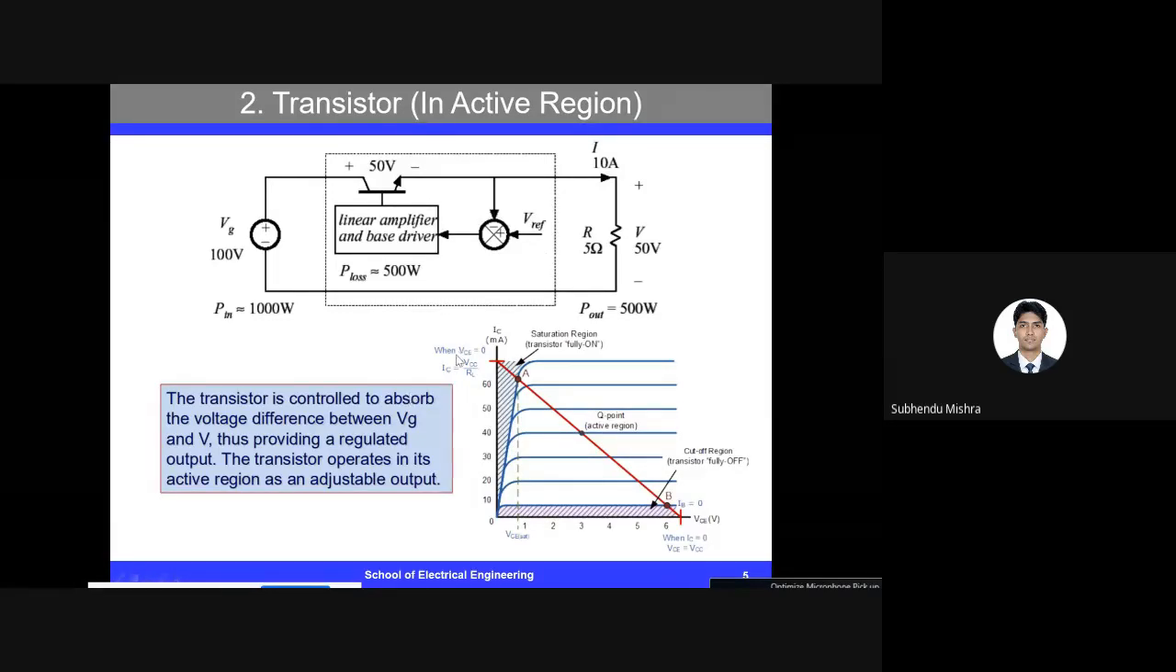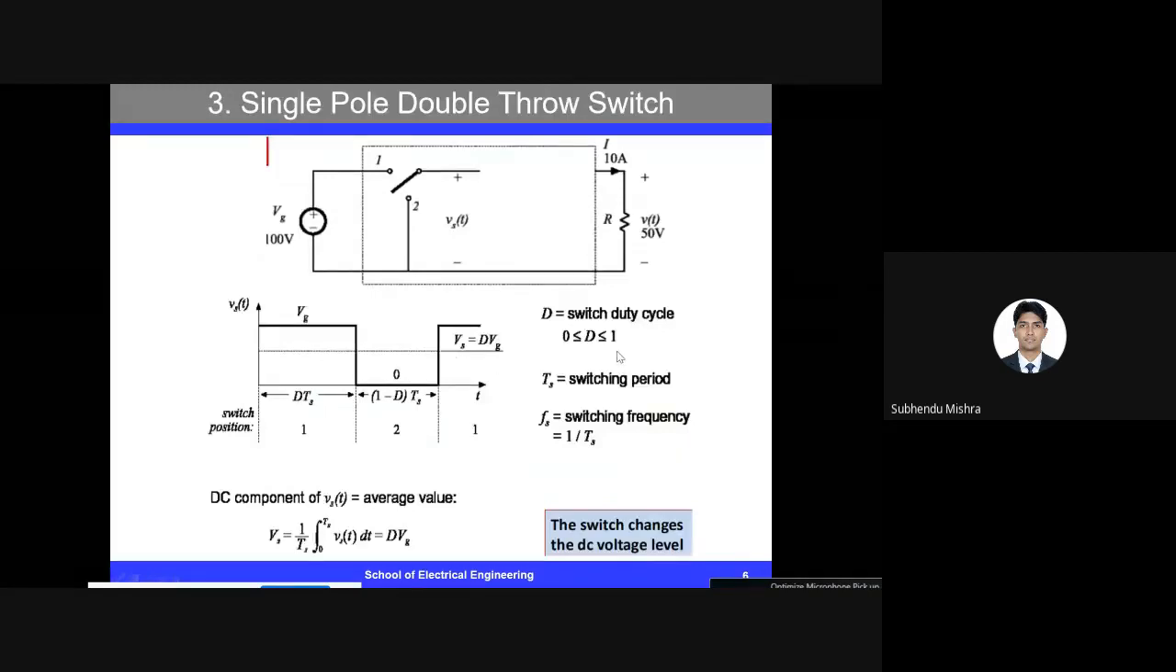Okay, so this is the third option. Now there is a third option. The third option is to use a single pole double throw switch. So we can have a circuit like this, and we will talk about what this circuit is in the coming slides. We can have a circuit where the circuit is turned on, so the power is being supplied by the source for a time period of DTS, and then it is switched off for another period of time, that is (1 minus D) into TS.